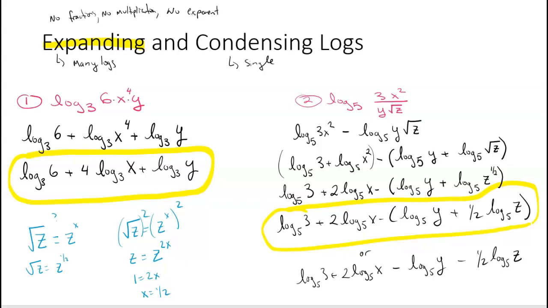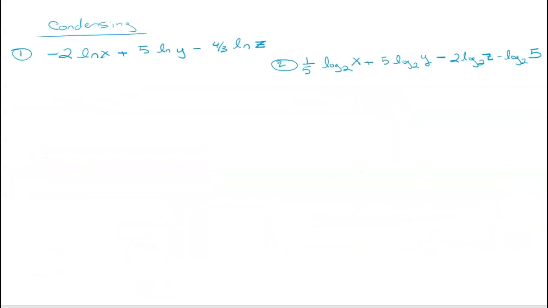All right, let's try condensing. So how can I make it become a single log? Let's take a look at 2 more problems. So here's the first one. We see -2 natural log of x plus 5 natural log of y minus 4/3 natural log of z. So what I'm going to do is bring up the exponent and include the negative with it. So I'm going to rewrite the 4/3 as really plus a -4/3.